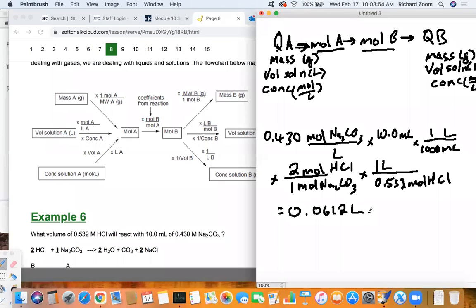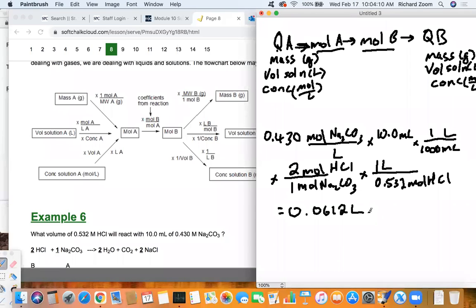All right, so take a look at that. Does anybody have any questions about what we're doing here? Professor? Yes, Zachary. Is there a reason that we put HCl on top of the Na2CO3?